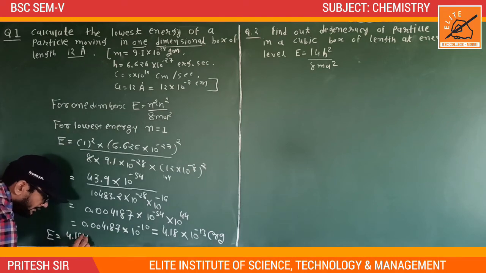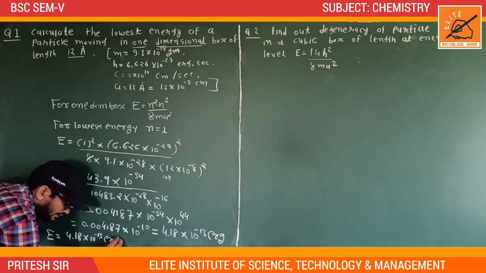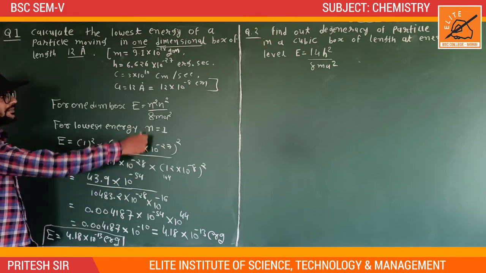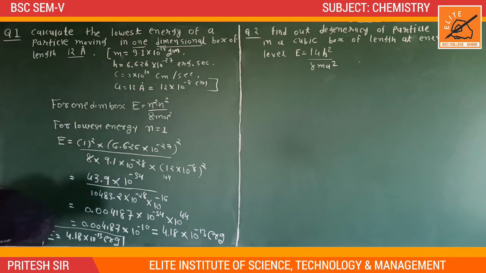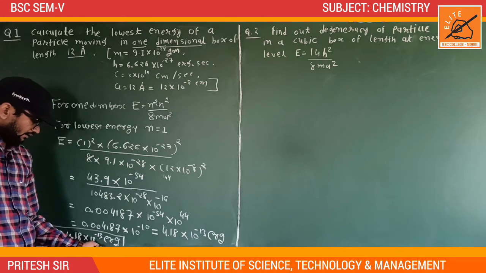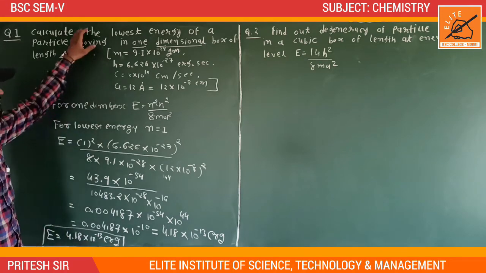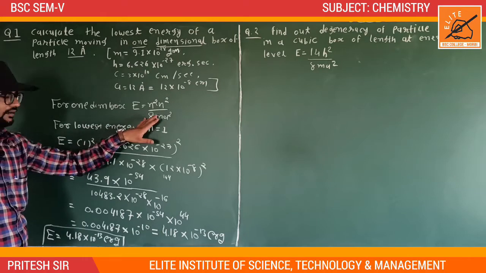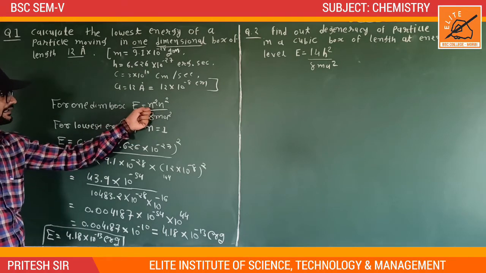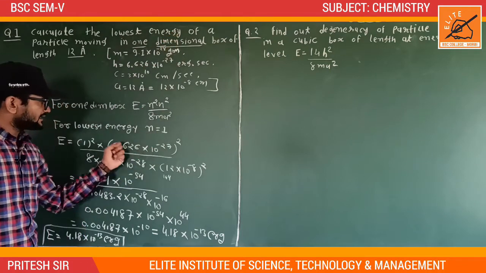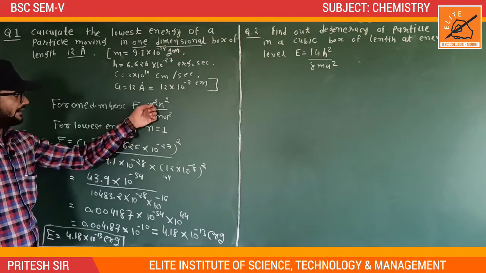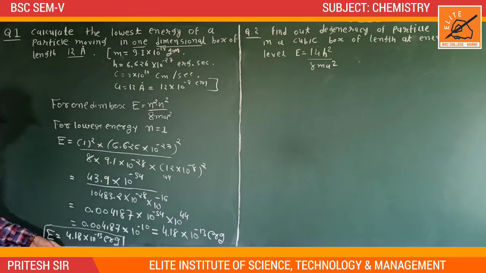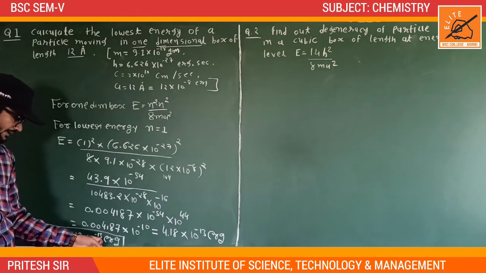4.18 into 10 to the power minus 13, the unit is erg. So the final energy for a particle in a one-dimensional box is 4.18 into 10 to the minus 13 erg. This is the lowest energy for a particle in a one-dimensional box. First write the energy equation for a particle in a one-dimensional box, then for the lowest energy the value of n is equal to 1. Put the values of n, h, m, a in this equation and finally you get E is equal to 4.18 into 10 to the power minus 13 erg.